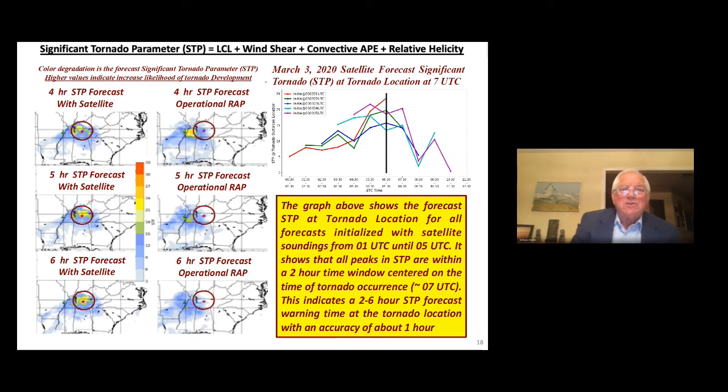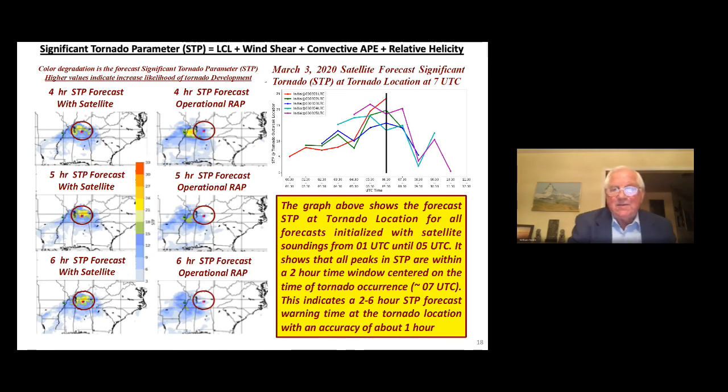Whereas the operational forecast, which did not include the satellite data, this is the rapid refresh model, the high resolution model that NOAA runs, also predicted high STP, but not where the storm occurred. It was much further west. It's not near as accurate as with the satellite data.